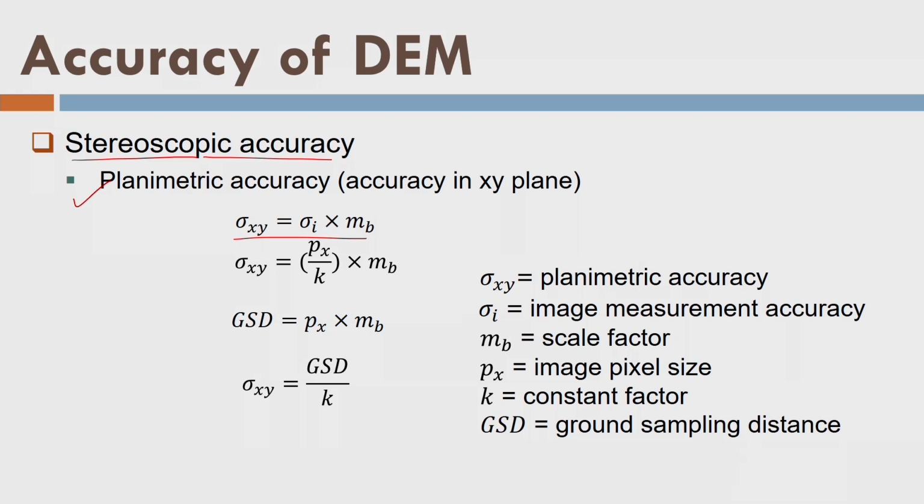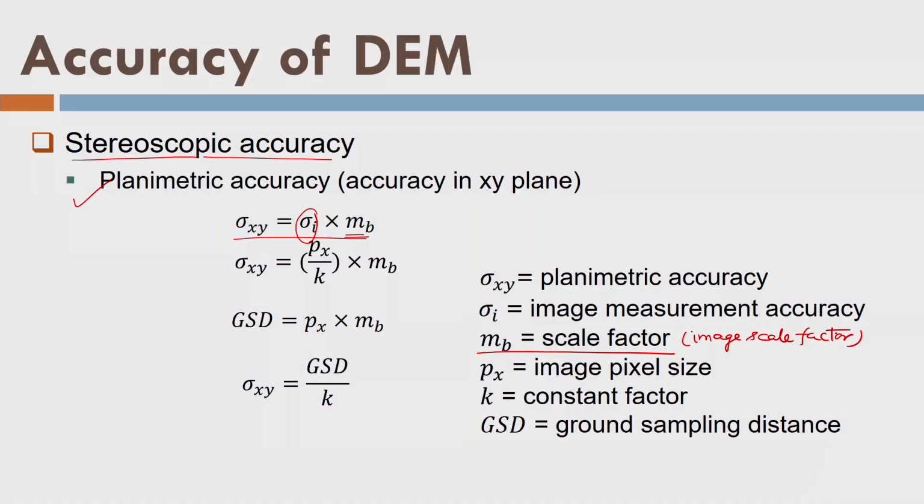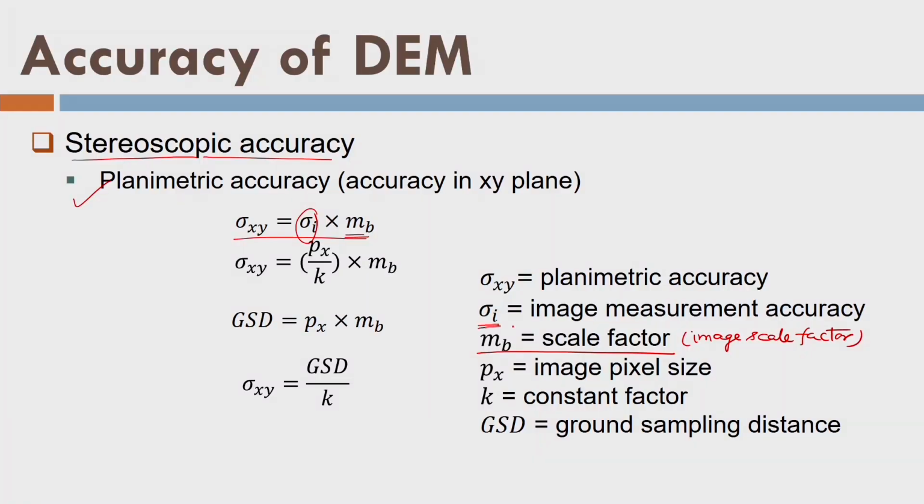So planimetric accuracy is given by sigma I times MB, where MB is called the image scale factor, and it is the ratio of the size of the pixel on the sensor to the size of the GSD on the ground. Generally, we take an average size of the GSD or average size of a pixel on the ground. Now, sigma I is the image measurement accuracy. What's the image measurement accuracy? When I measure some point on the image, I commit some mistake in picking up the point. That is called the image measurement accuracy.